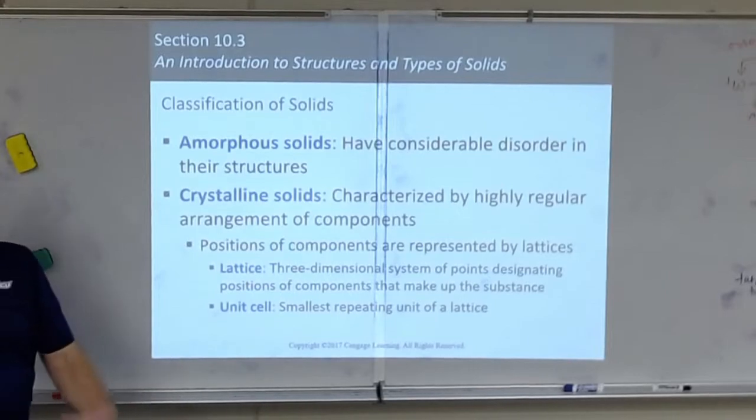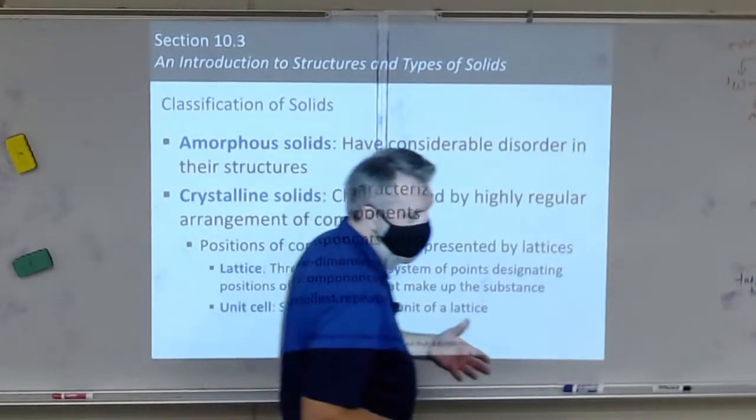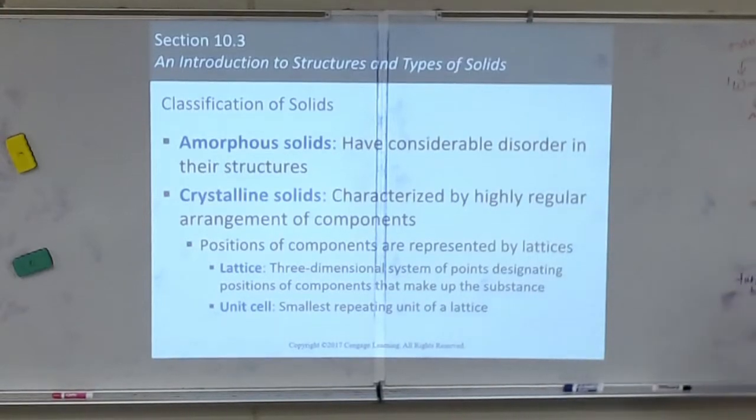All right, this is what we're talking about. This is not unique to ionic compounds. You're going to have these repeating things. So if I have sodium chloride, I have a crystal lattice of sodium and chloride repeating, right? And the smallest repeating unit of a lattice is called a unit cell.